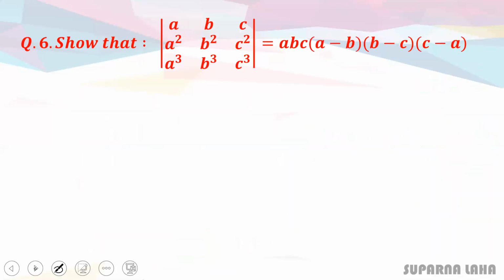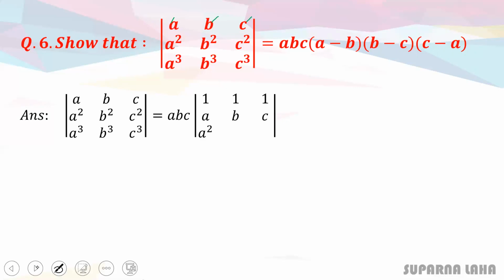So moving to the next. A, B, C, A square, B square, C square, A cube, B cube, C cube. You can take A common, B common, C common from these columns. First, second, and third column, you can take common A, B, C and write it down. And write down the reason that you are taking common A from column 1, B common from column 2, and C common from column 3. So write it down in its language.